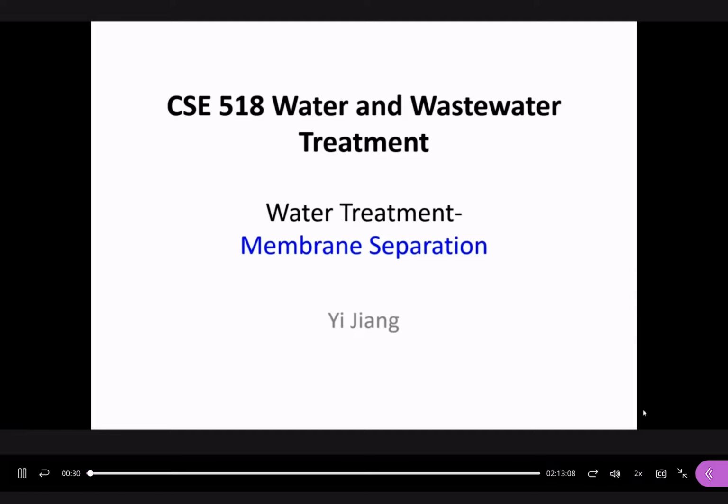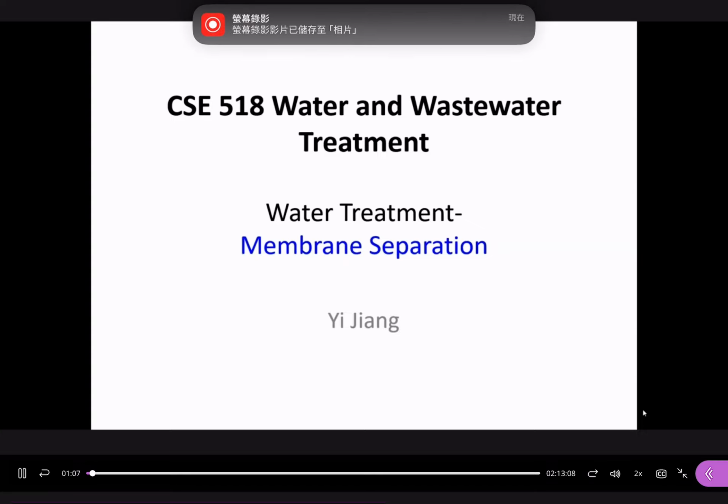Let's start. So today we're going to talk about membrane separation. We have just covered standard filtration. Membrane separation is somewhat similar to standard filtration, but it has its own characteristics. Later, you will understand that when we talk about membrane separation, it's actually very complicated. You have a lot of separation types under membrane separation.